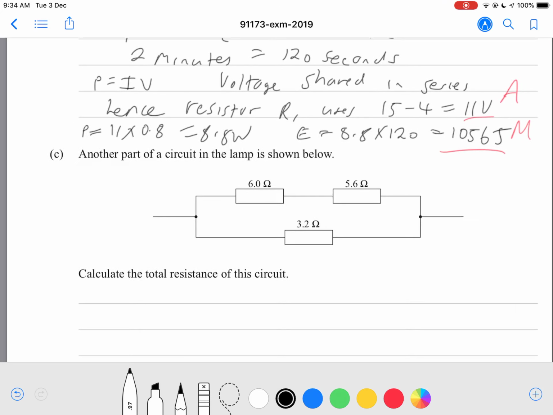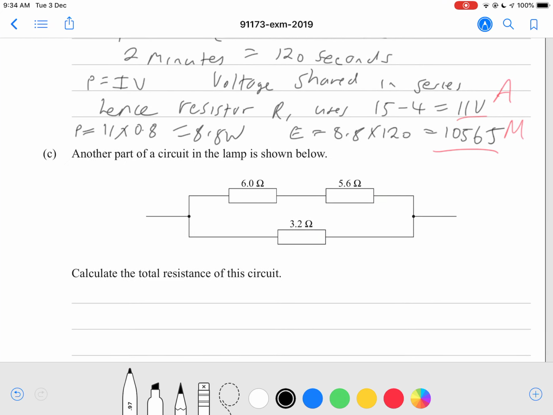Alright, another part of the circuit in the lamp is shown below. Calculate the total resistance of this circuit. So in this circuit, we're shown a parallel circuit, but there's a series circuit within the parallel circuit. So we have to identify the circuit. We can see the 6 ohm resistor and the 5.6 ohm resistor are connected with each other in series. However, the 6 ohm resistor and the 5.6 ohm resistor are connected in parallel with the 3.2 ohm resistor.